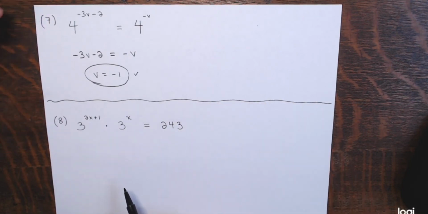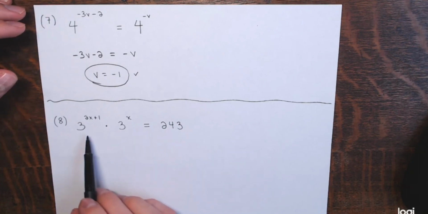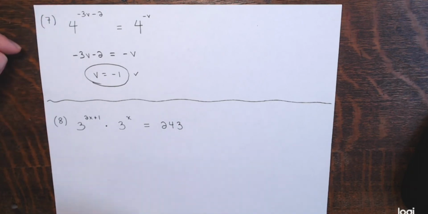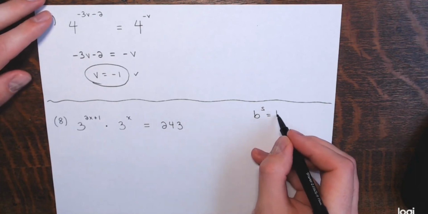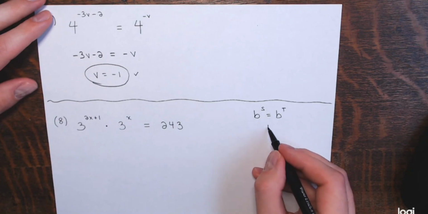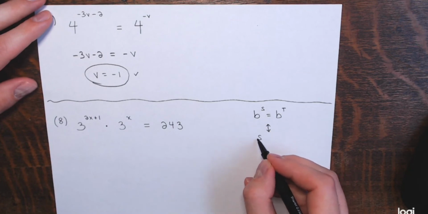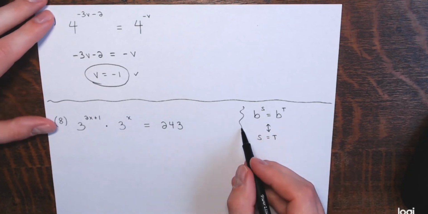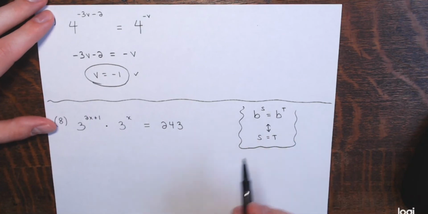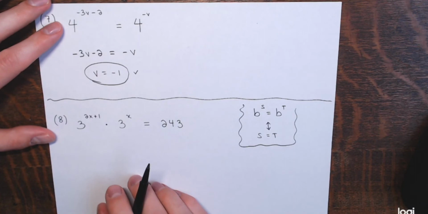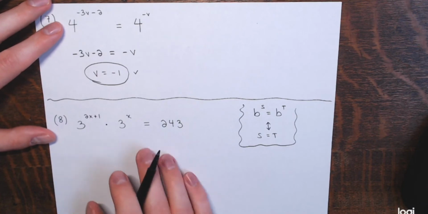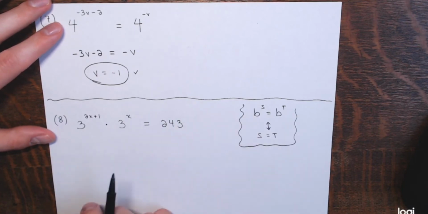Alright, then some more of the same down here. Again, both sides, they're not in this form. Alright, b to the s equals b to the t. So I can't use this property right now. But I can use some properties of exponents to write both sides as some single base to a single power.